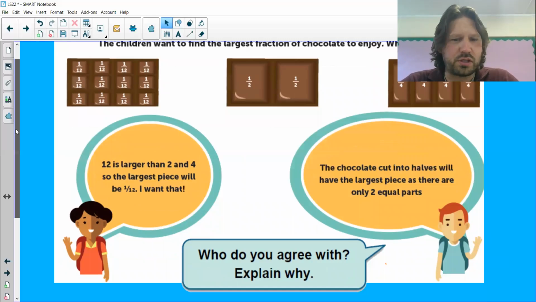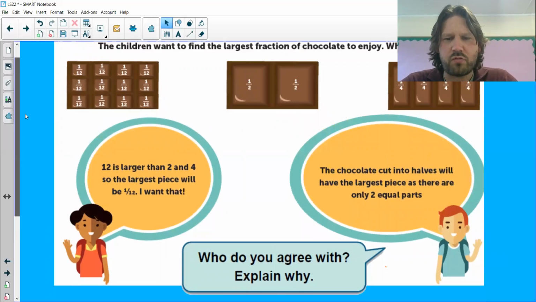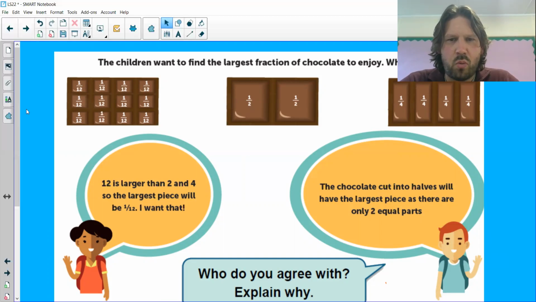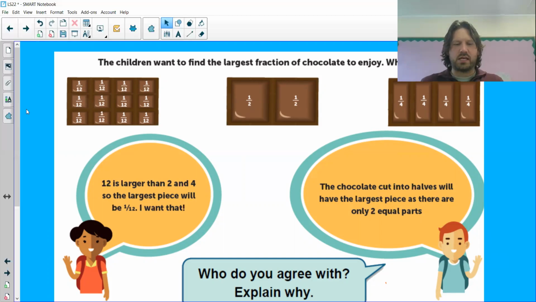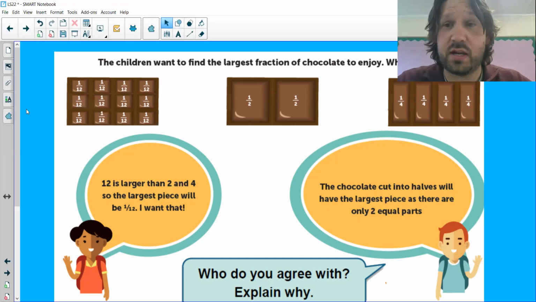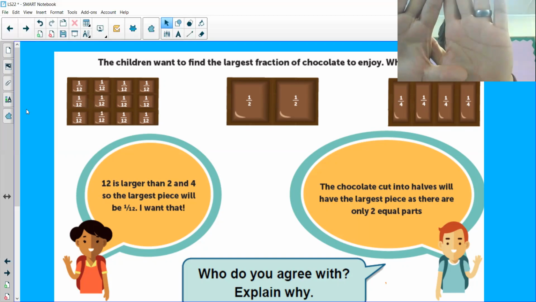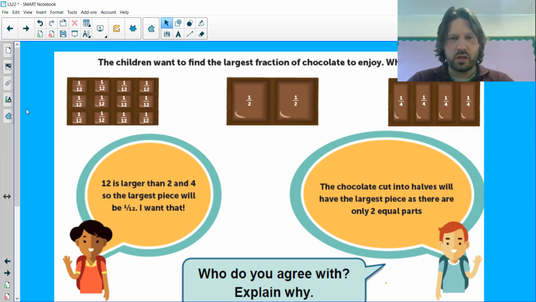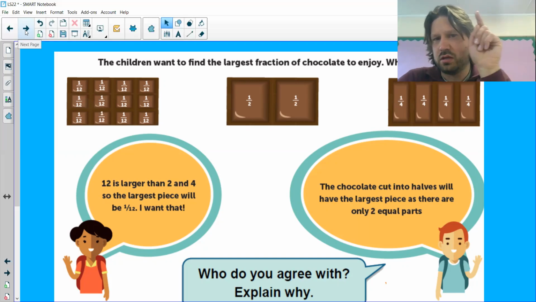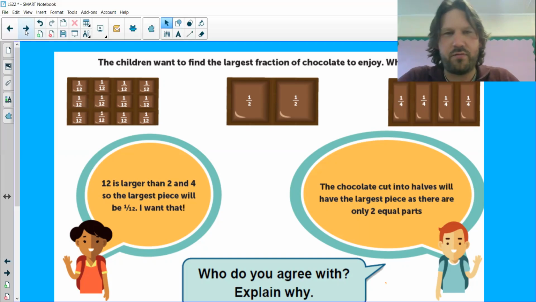So the question we're going to pause on is, who do you agree with? Explain why. Which piece of chocolate would you like? Who do you agree with? Explain why. You can write this down. You can write it down and then read it out on a video and on portfolios. That would be lovely to see. But we're going to pause now and we're going to write that down. Okay, I personally would have 1/12 of that chocolate, 1/2 of that chocolate, and 1/4 of the last piece. That sounds like a positive lockdown diet to me.